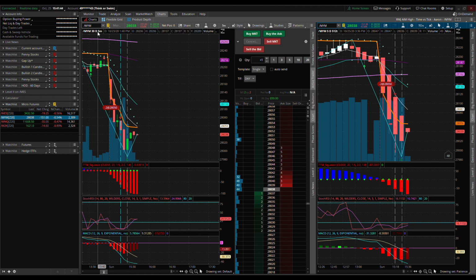So here, on the left, we're looking at the four micro futures that you can trade. MES, micro mini for the S&P 500. MYM, that's the micro mini for the Dow. MNQ is a micro mini for the Nasdaq. And M2K is the micro mini for the Russell 2000.